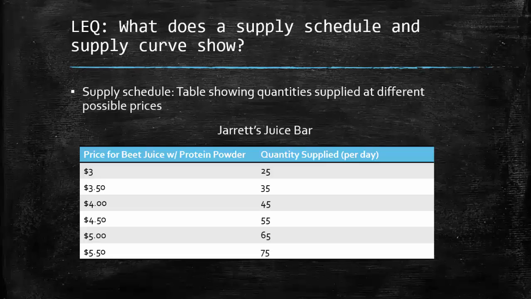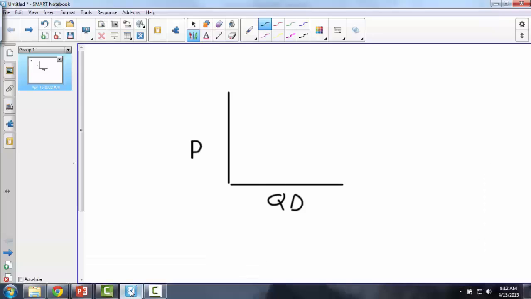At lower prices, where I'm not making as much profit, I have no incentive to try to produce and sell more of them. But as my price increases, as I move from $3 to $5.50, my quantity supplied will increase as well. Now keep in mind, guys, this is not how much I actually sold. This is just a table showing what I am willing and able to sell, okay? This is what I'm willing and able to sell. So let's take a look at a graph example.